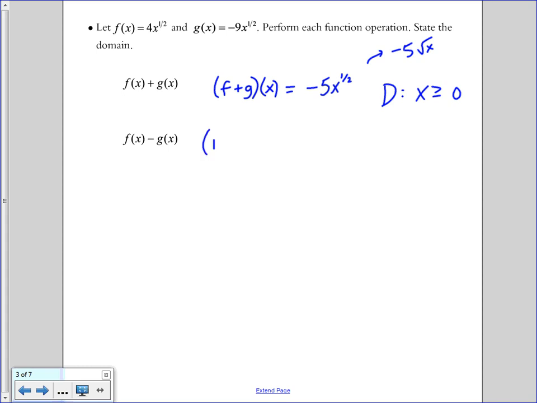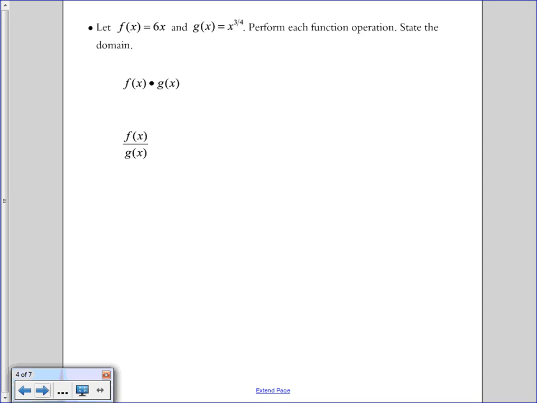Subtracting them, very similar. Take your f function, which is 4x to the 1/2, subtract -9x to the 1/2, and that's like adding. It will be 13x to the 1/2 power. And again, the domain is that x has to be greater than or equal to 0 because it's a square root function.